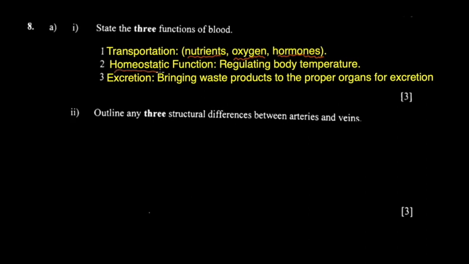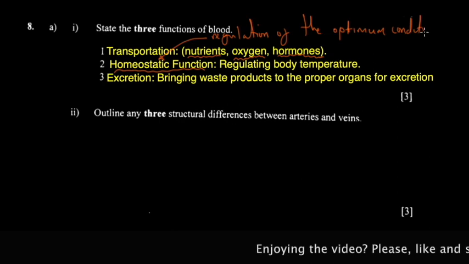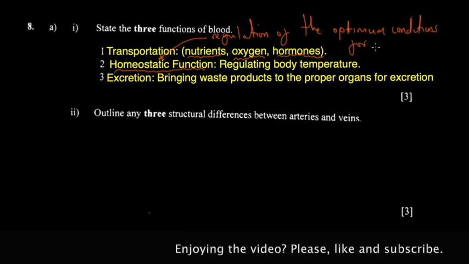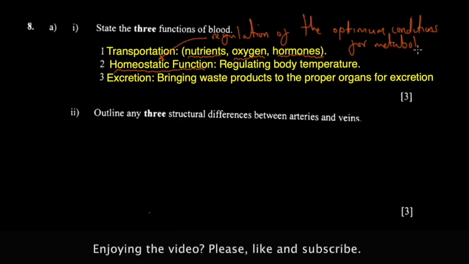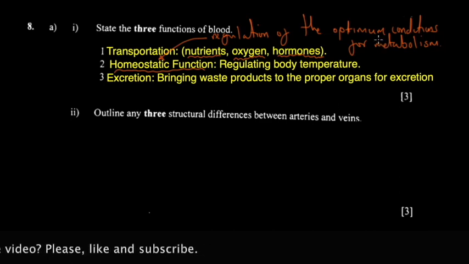And then homeostatic function. Homeostatic means regulation of the optimum conditions for metabolism. Metabolism simply means the sundry body processes. All the body processes together are called metabolism. So respiration, digestion, all those body processes are called metabolism. They form a part.